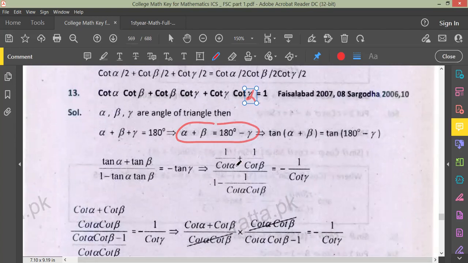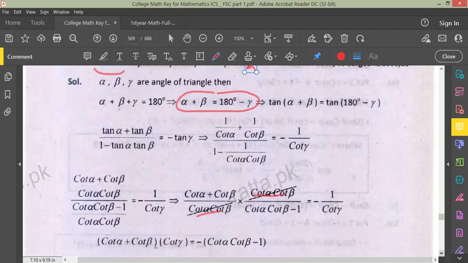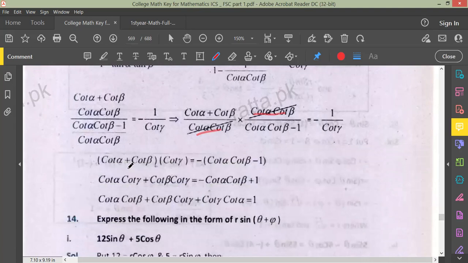Tan is equal to 1 over cot, because our answer is in cot expression. So this will be equal to 1 over cot plus, after taking LCM, this expression will be cancelled with this. So this will be equal to cot alpha plus cot beta will be multiplied with cot gamma minus cot alpha cot beta minus 1. So this will be equal to cot alpha cot gamma plus cot beta cot gamma minus cot alpha cot beta plus 1. So this minus expression will be plus, and our final proof will be done.